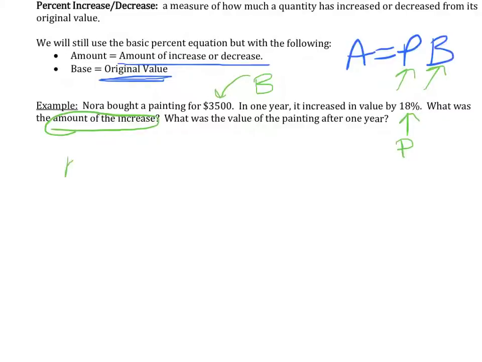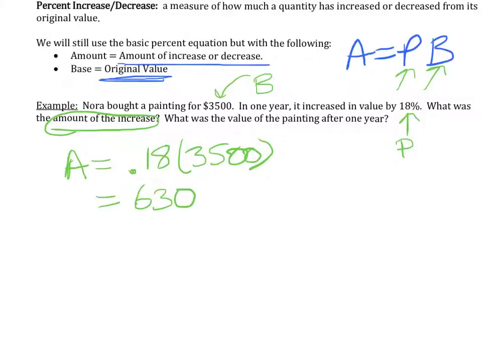So if I do that, I get A equals, my percent changed to a decimal is 0.18, and my base is 3,500. When you figure out what 0.18 times 3,500 is, you'll see that it is actually $630. And so the amount of increase would be $630.